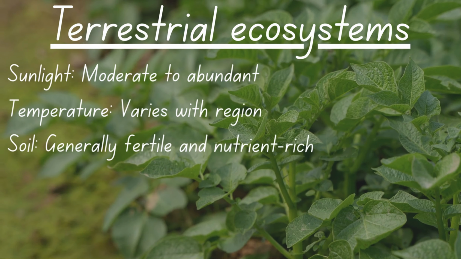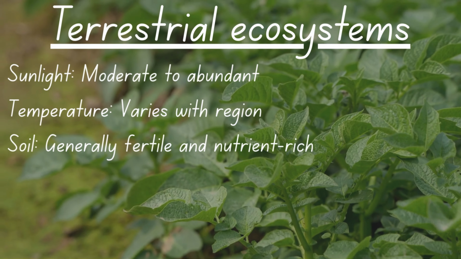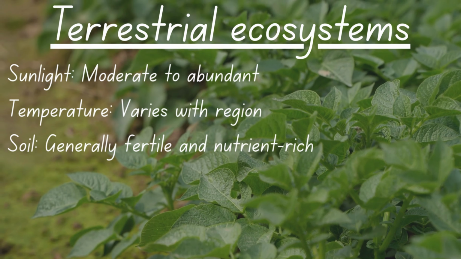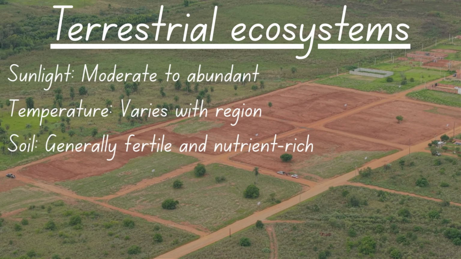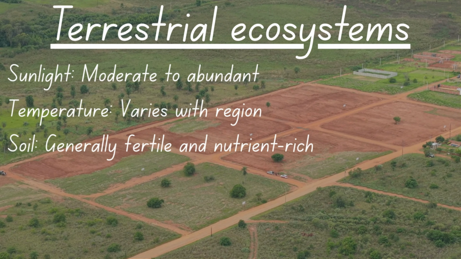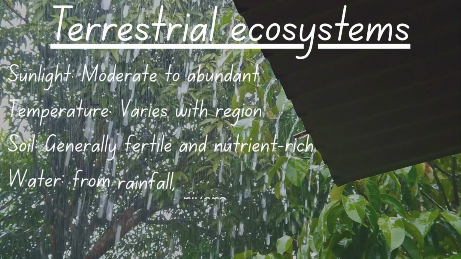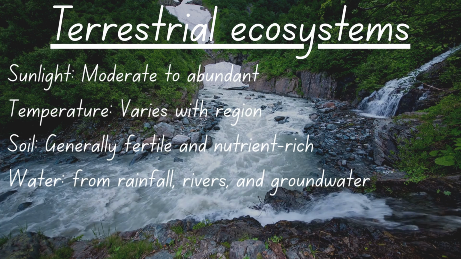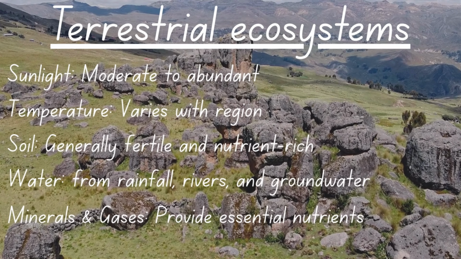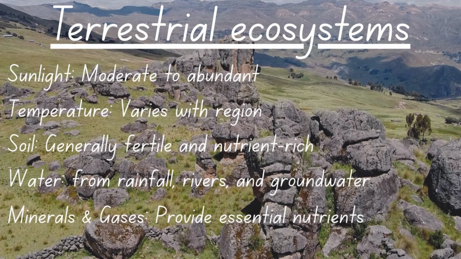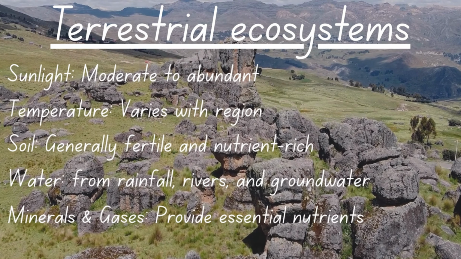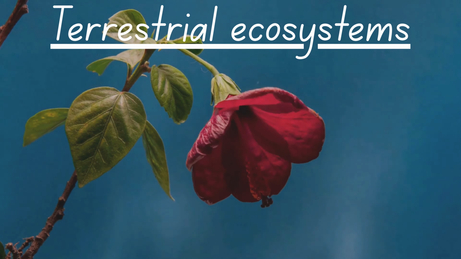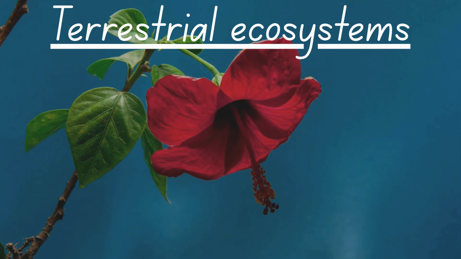The soil in terrestrial ecosystems is generally fertile, rich in nutrients, and capable of supporting a variety of plant life, from small herbs to larger shrubs. Water is available in moderate amounts through rainfall, rivers, and groundwater, and essential minerals and gases in the soil and air provide the nutrients organisms need to survive. The living components depend directly on these conditions.